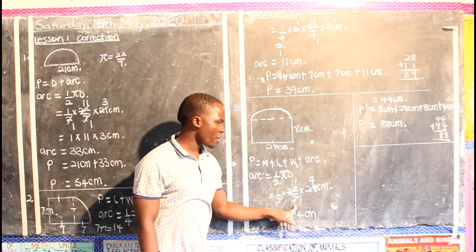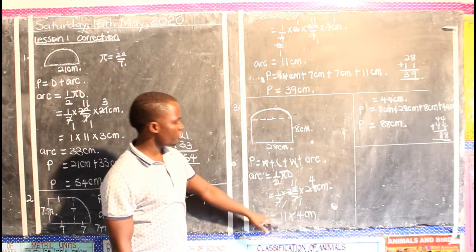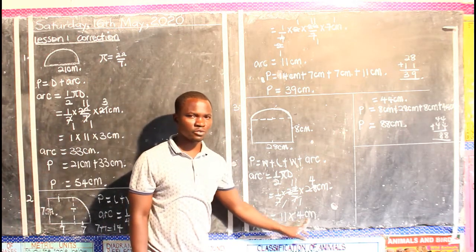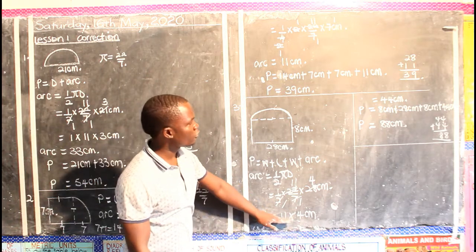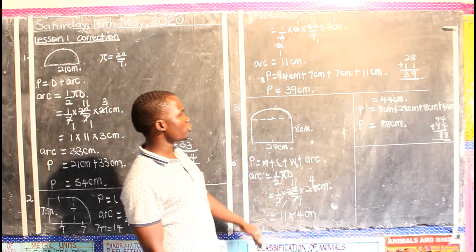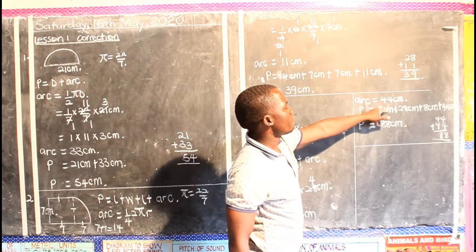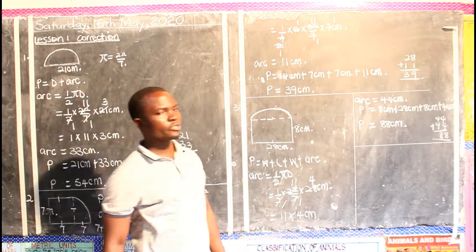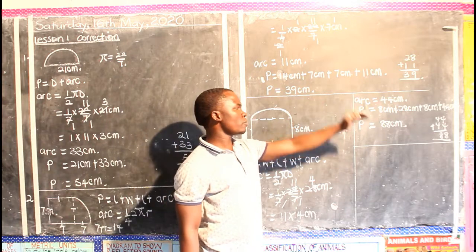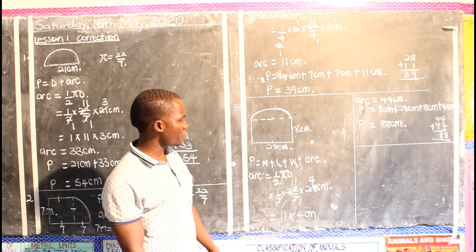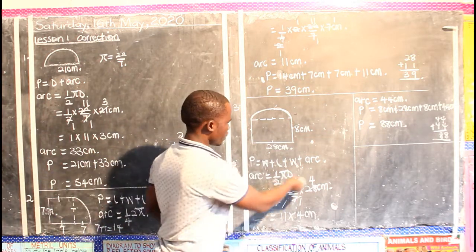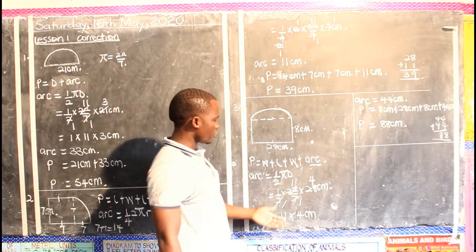By 7 once, by 7, 4. So here we shall have 11 times 4 centimeters. And if you multiply, you will get your arc as 44 over 7. We shall now come and find our perimeter, because now everything is there. This was the one missing, but we have now got it.